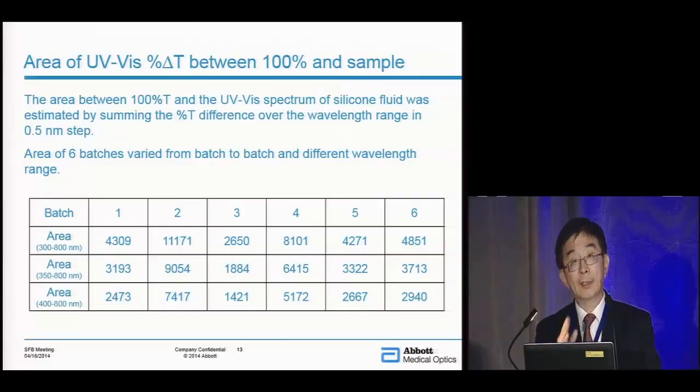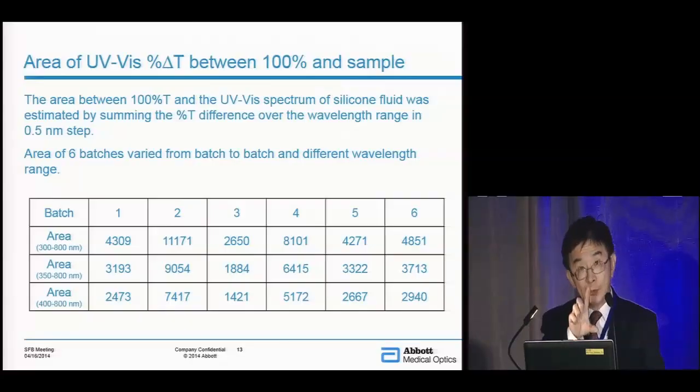The calculation is based on, the best way is to integrate the whole curve, but we don't have the equation. So what we did is we used an estimation by the percent T transmission difference between the curve and the 100%, times 0.5 nanometer wave number. So we just add together; you use a spreadsheet, it's quick to calculate.